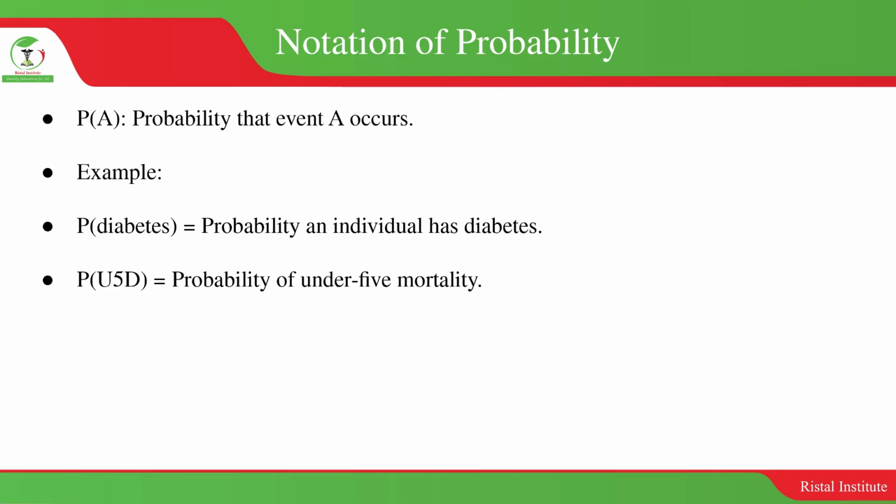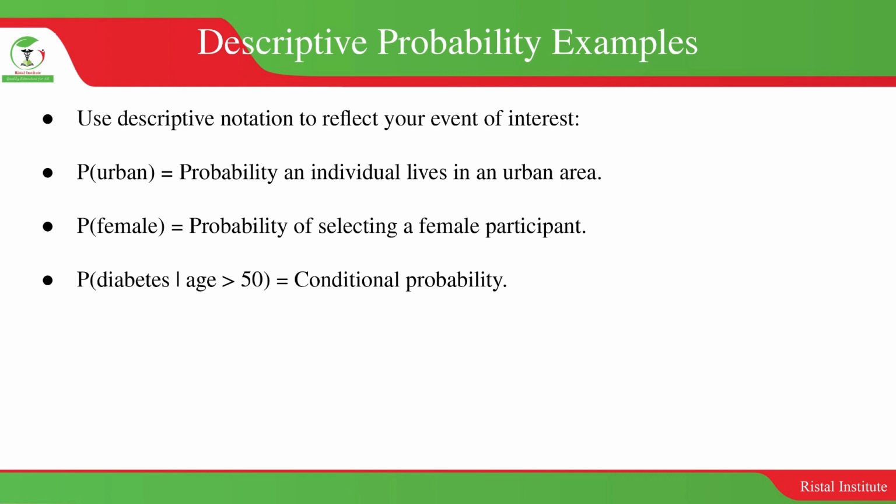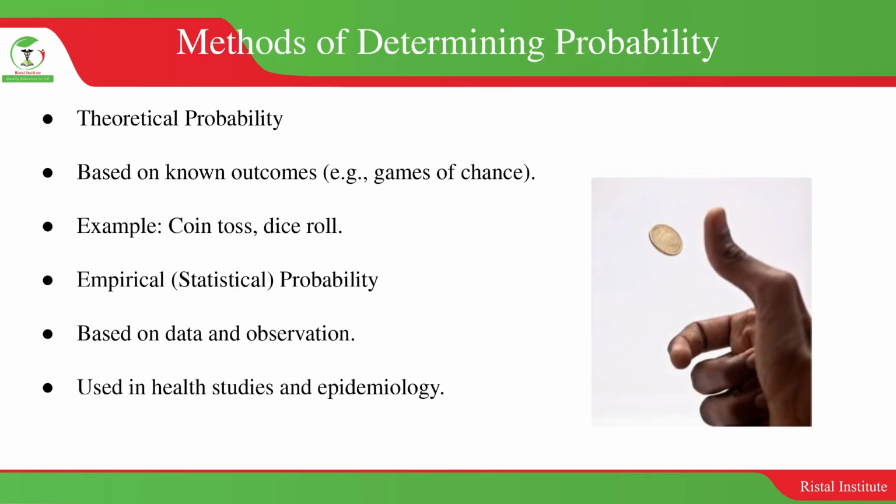We can also use letters to represent this: the probability of female, probability of under 5s, probability of individuals who have diabetes, or probability of individuals who live in an urban setting, depending on your event of interest.